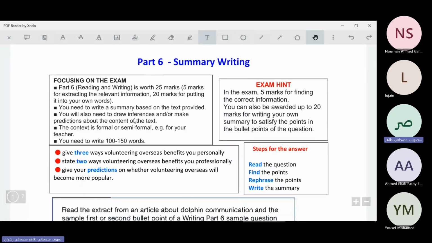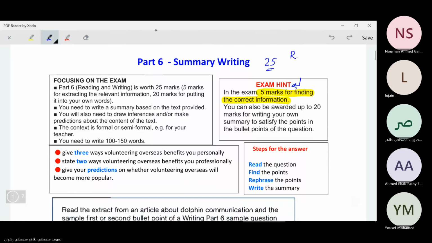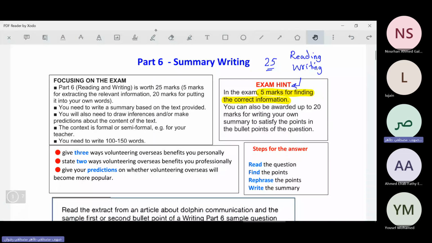Basically, you know that this is part 6 in the exam and it receives 25 marks. Okay, 25 marks. Let's read here the exam hint. Number 1, as you see, you will receive 5 marks for finding the correct information. Before we start, let's agree that this is a reading and writing task. I mean, it's not only writing, but reading and writing, because this task depends on a given text. So for your reading part, you will receive 5 marks, and for your writing, you will receive 20 marks.